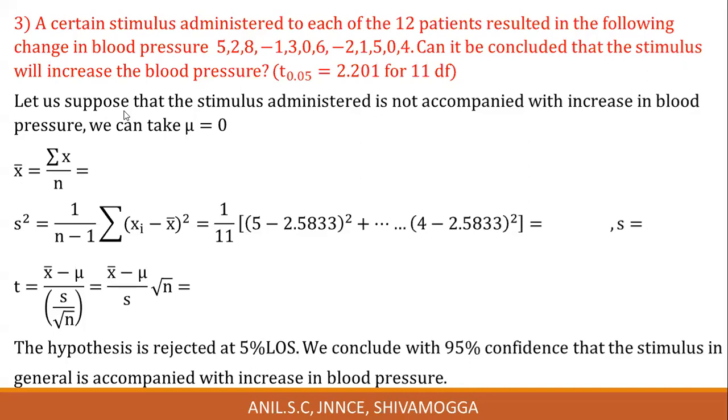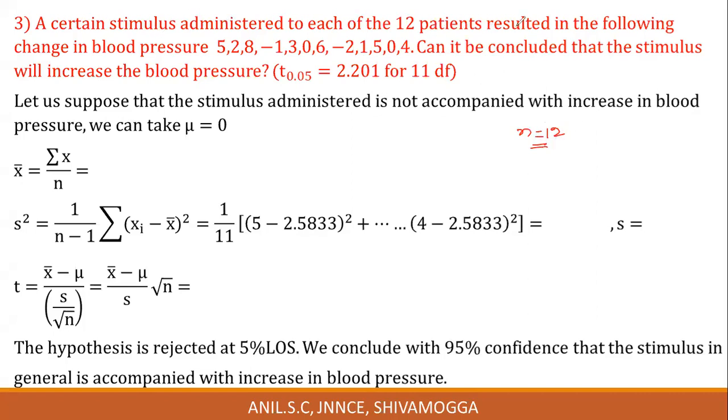A certain stimulus administered to each of the 12 patients resulted in the following change in blood pressure: 5 units, 2, 8, minus 1, 3, 0, 6, minus 2, 1, 5, 0, 4. Can it be concluded that the stimulus will increase the blood pressure? A stimulus administered to each of the 12 patients. 12 patients are considered, therefore n is equal to 12.